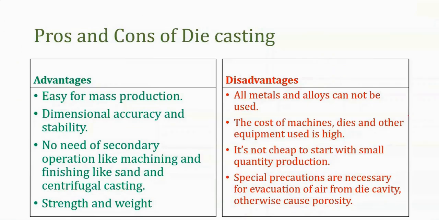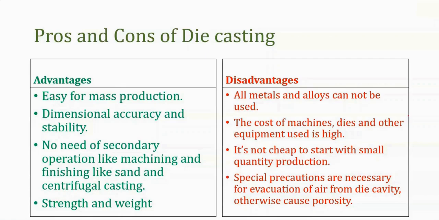There will be some advantages and disadvantages for this process. Coming to the advantages, it is easy for mass production, and the dimensional stability and dimensional accuracy of this process are very high. And there will be no secondary operations like machining and finishing, unlike sand casting or centrifugal casting. And the part obtained using this casting process will possess good strength and weight, right, when compared to the other two processes.